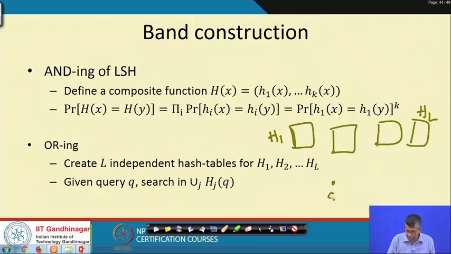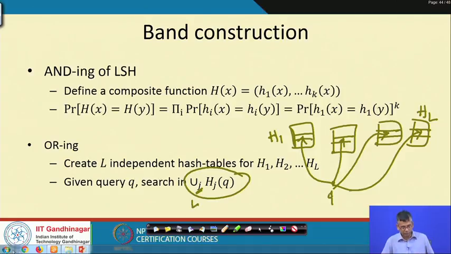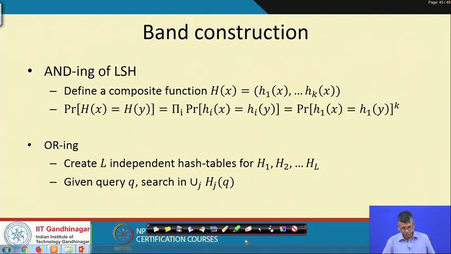Now, when we search for a query, you go to each of the hash tables and then you search for each of them. You basically then take the union of these hash buckets, and then you search for a near neighbor in the union. So, this union is a union over the L tables. You are looking at the candidates in all of them, putting them together, and then trying to find out the near neighbor. Okay. So, there are two steps.